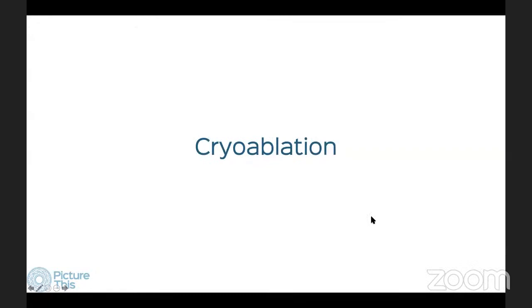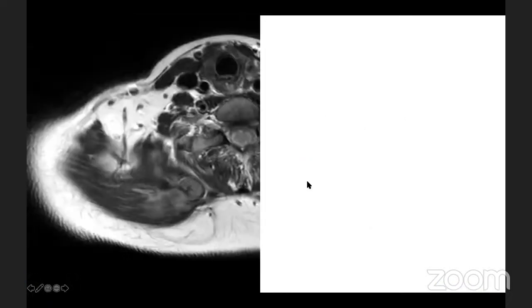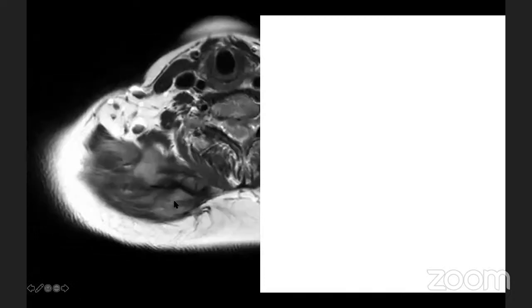Lastly, I'd like to talk about cryoablation. This is a 46-year-old with a 4 years history of fibromatosis. I have done 2 RFAs for her. She's been on metronomic therapy. She's on methotrexate. She's controlled, but she has pain. And you can see on the axial MR, this classic extra abdominal desmoid, as they call it.